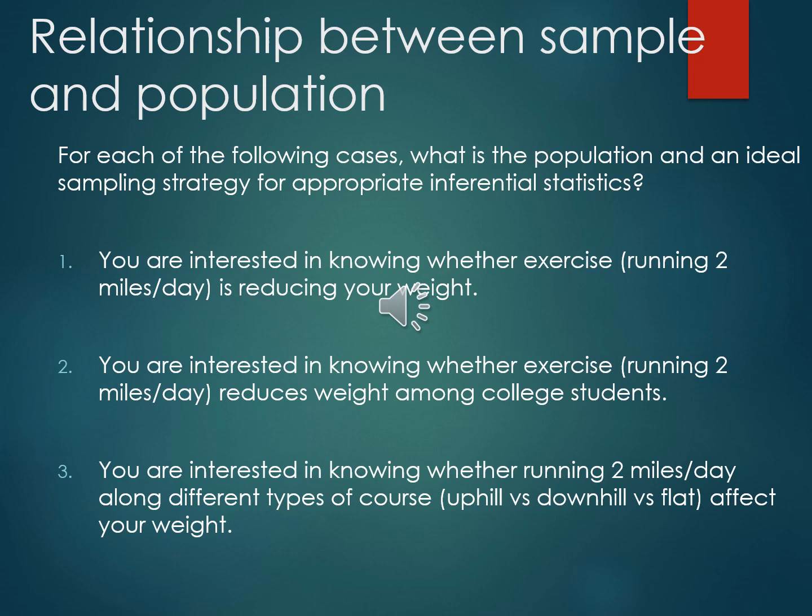So see that 1, 2, 3 is pretty much the same question, but the population that you are interested in are different. In number one, it's you, but the generalization across the time. In number two, it's the students, general college students, and then number three, it's across the different types of courses on which that you run 2 miles a day.